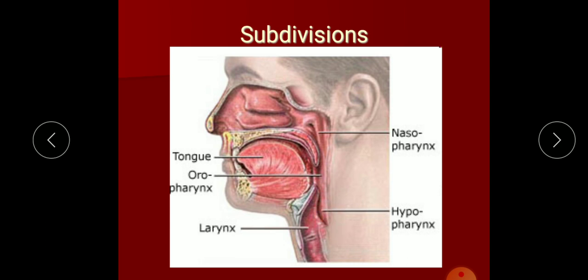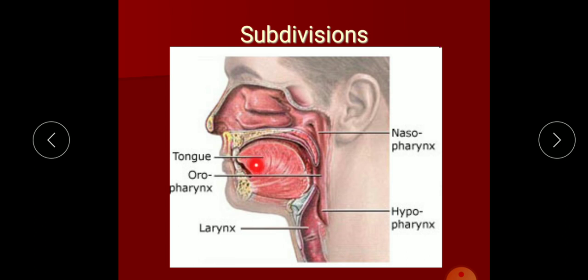I told you the pharynx acts as a common passage for air as well as food. The air will enter through the anterior nares, reach the nasal cavity, then pass through the nasopharynx and then the oropharynx. Then it enters the laryngopharynx, and in the anterior wall of the laryngopharynx you have the laryngeal inlet through which air enters the larynx. And what about food?